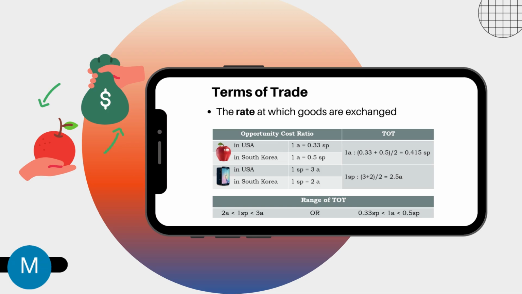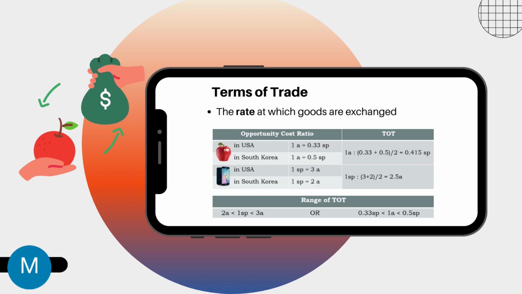From the calculation, we found that South Korea has a lower opportunity cost to produce smartphone. Therefore, South Korea has the comparative advantage as compared to USA in producing smartphone. In this case, USA would produce Apple to gain comparative advantage, while South Korea would produce smartphone. USA would sell surplus of Apple to South Korea in order to exchange for smartphone. On the other hand, South Korea would sell surplus of smartphone they produce to USA to exchange for Apple, which they don't produce. But at what price would the countries trade?